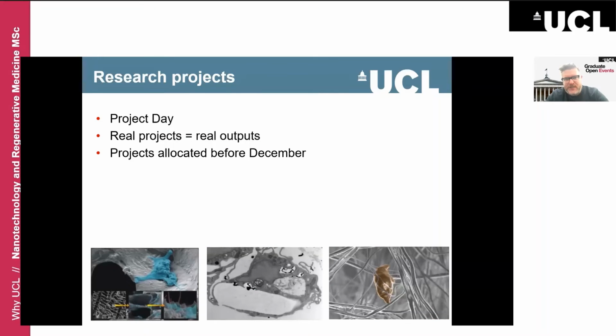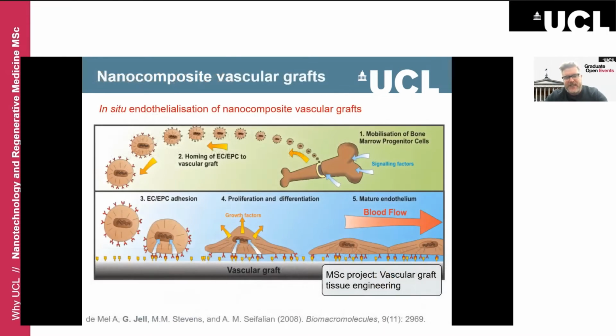Research projects. All these research projects are real projects which the researcher wants to get completed. They want to have data to produce papers. Projects are allocated, like I said earlier, before December, hopefully in November, so people are engaged over the Christmas period to do some background research before they carry on with the research. And there are lots of exciting different types of projects that reflect the diverse nature of the research area and the expertise of the principal investigators, the academics present in our department.